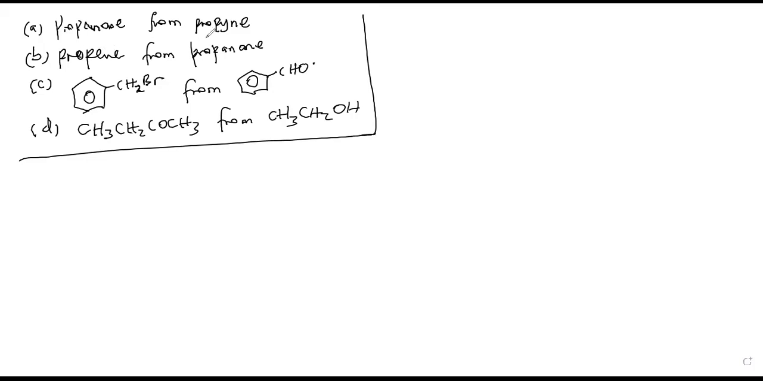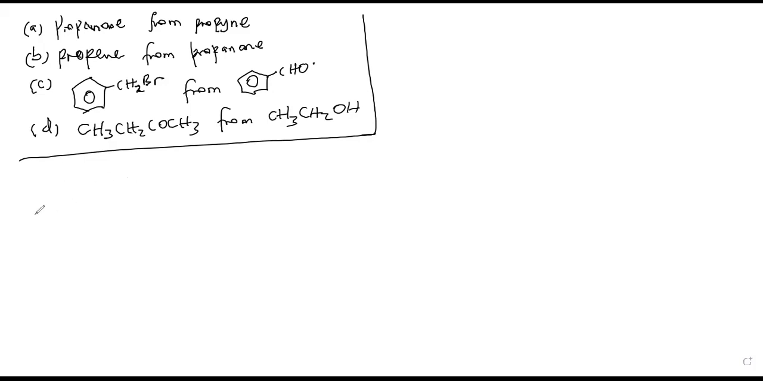Propanone from propane. I told you that the basic thing is to first count the number of carbons of the starting material and the ones of the ending material. But because they are all propanone derivatives, they are all propane derivatives, it means they have three carbons. So there is nothing like increasing the chain or decreasing it.